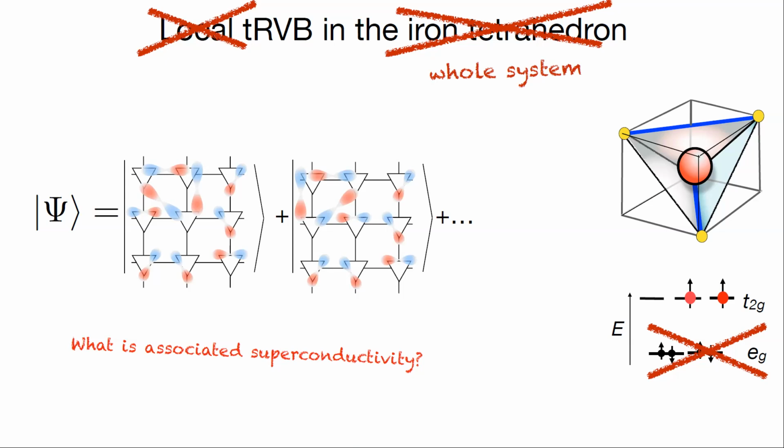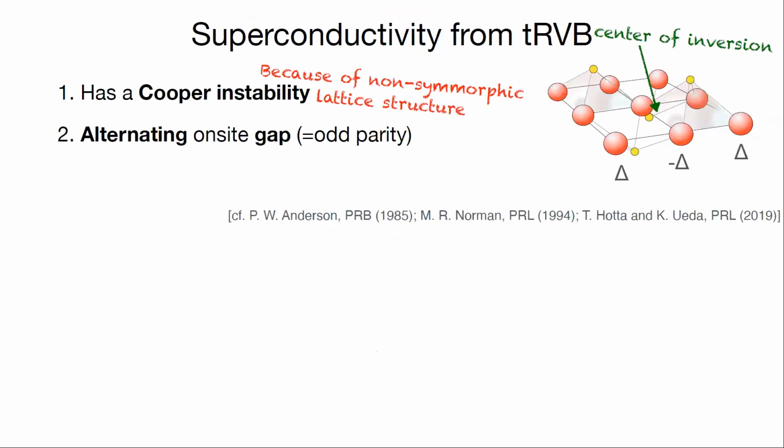And I was just going to summarize the main aspects of the superconductivity that you would get from this TRVB mechanism. But the first thing that I wanted to highlight, as a theorist, is that this is a superconductor which has a Cooper instability, and it's of crucial importance that we have a non-symmorphic lattice structure with a center of inversion which is between the iron atoms. And as a consequence thereof, the gap is actually alternating from site to site. I need to explain why this is.